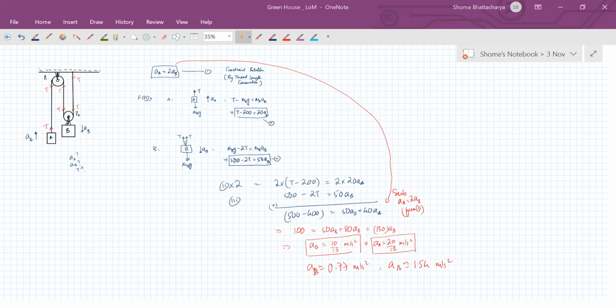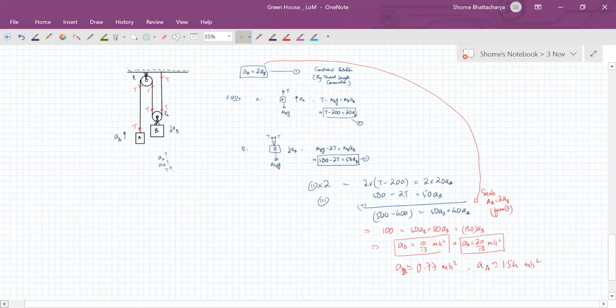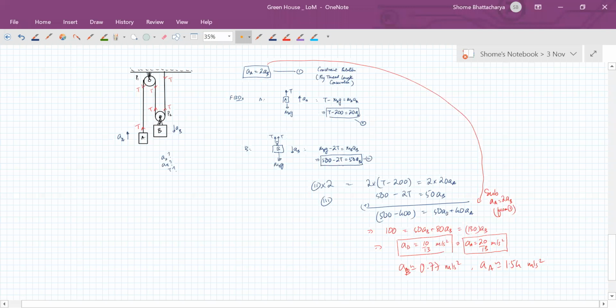It will always come from a constraint relation. One of the methods for constraint relation is thread length. There are other methods and we will learn them also, but the most fundamental method for constraint relation in a system of pulleys is conservation of thread length, which we have learned here.